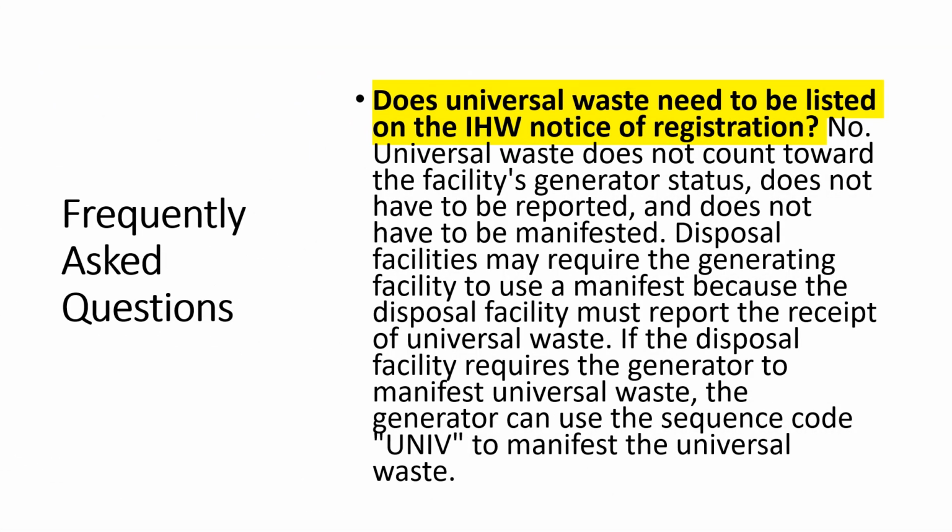Does universal waste need to be listed on the IHW Notice of Registration? No. Universal waste does not count toward the facility's generator status and does not have to be reported. It does not have to be manifested. Disposal facilities may require a generating facility to use a manifest because the disposal facility must report the receipt of universal waste. If the disposal facility requires the generator to manifest the universal waste, the generator can use the sequence code UNIV to manifest the universal waste.